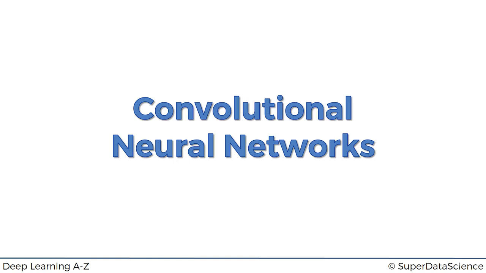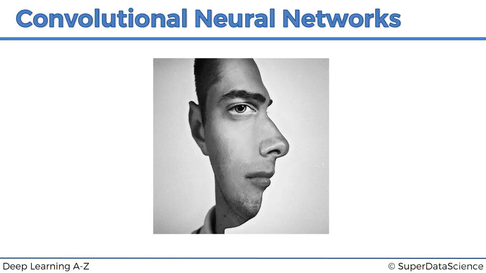Today we're kicking off convolutional neural networks. This is going to be exciting. Let's dive straight into it. We're going to start off with an image. What do you see when you look at this image? Do you see a person looking at you, or do you see a person looking to the right?